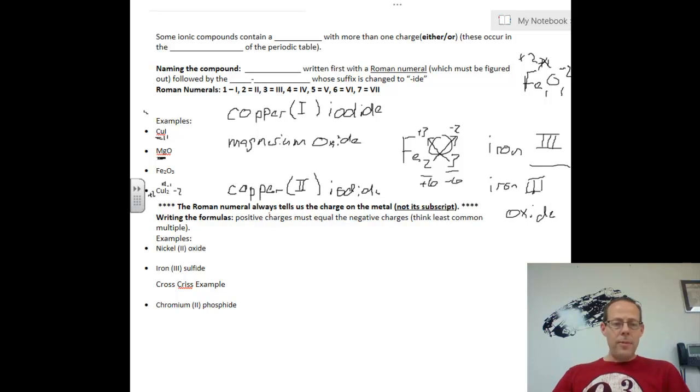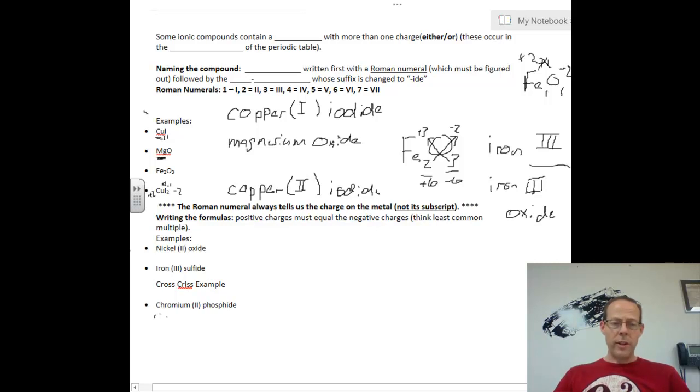Okay. The next part is writing the formula. Oh, let's look at the bullets, the asterisks, real quick. The Roman numeral always tells us the charge on the metal, not its subscript. So if you see the Roman numeral, it will almost never equal the subscript. In certain instances it does, but by and large, I would say 90% of the time, make sure that your Roman numeral doesn't match the subscript on the metal. It might match the subscript on the nonmetal, but not on the metal. So as we get down to writing the formula, the positive charges must equal the negative charges. Again, think least common multiple.